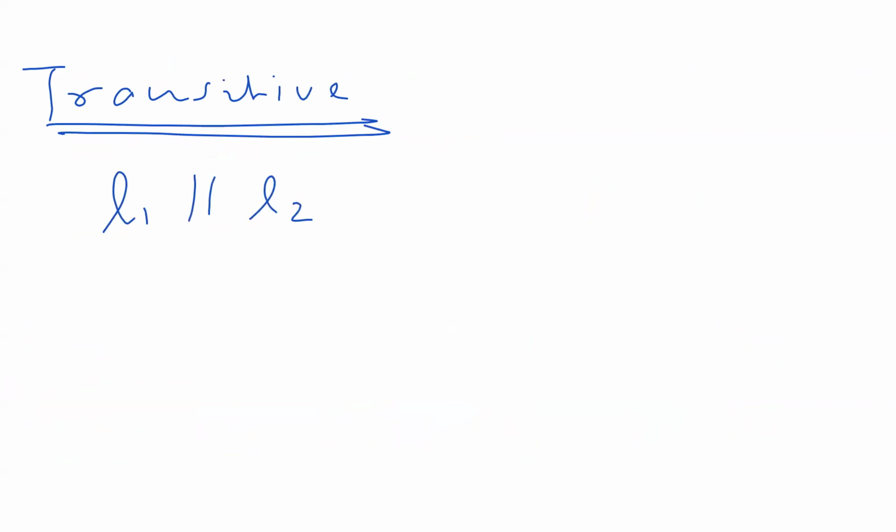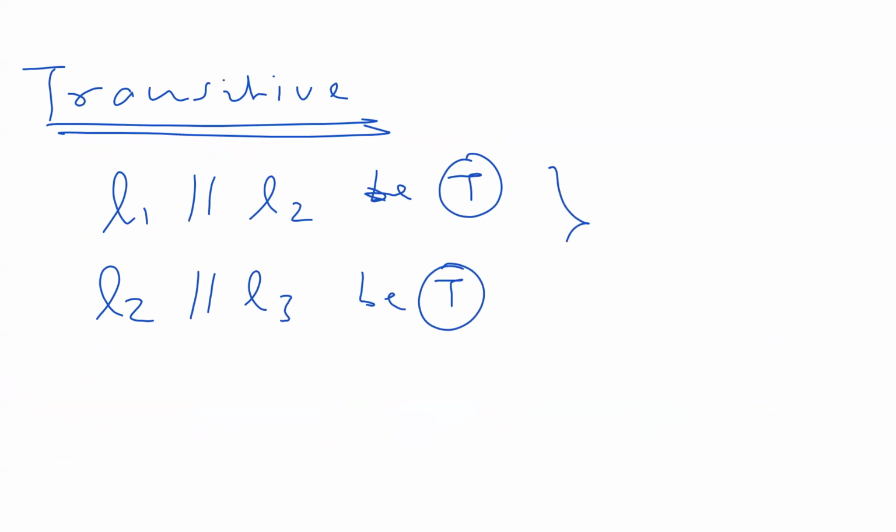Third, transitive. Let L1 parallel to L2 be true. L2 parallel to L3 be true. So will this imply L1 parallel to L3? Is this true? Will it imply L1 parallel to L3? Yes.